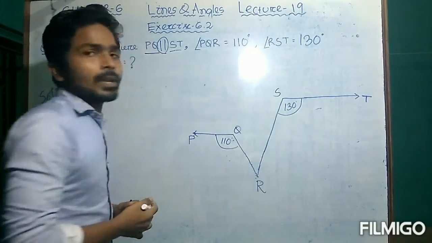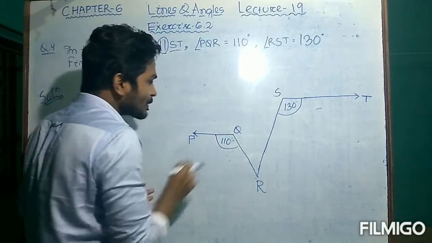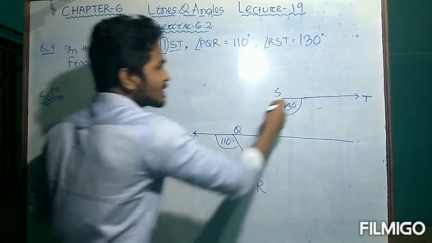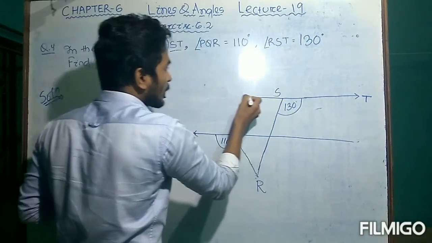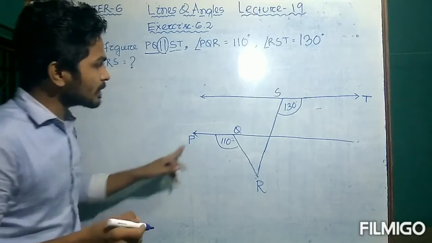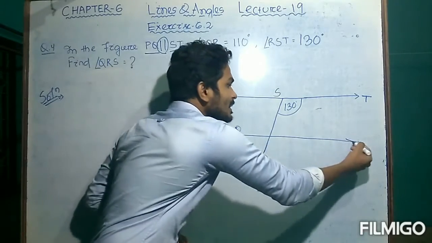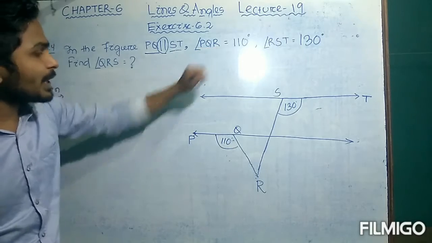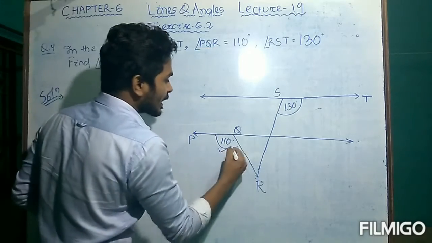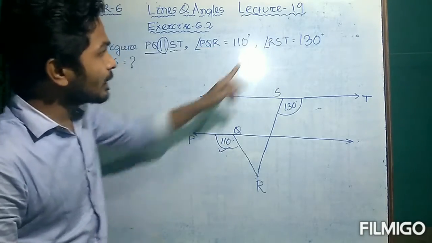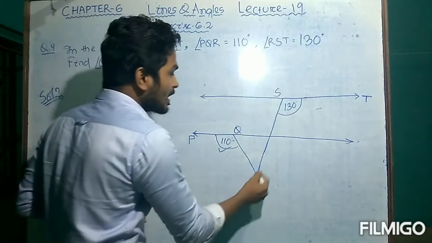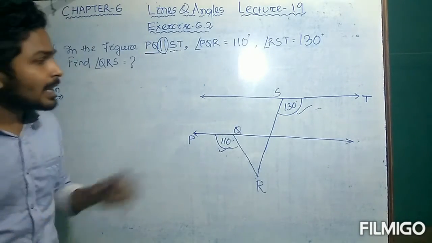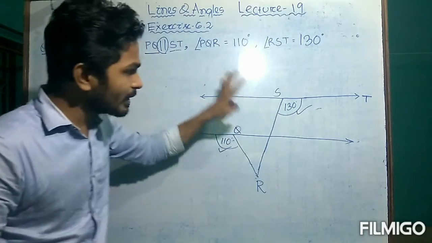This is ST. Since line PQ is very small, if you want, you can extend it in this direction. Similarly, line ST can be extended in this direction, no problem at all. Now according to the question, line PQ is parallel to line ST, right? Then the angle PQR, this angle, is 110 degrees, and the angle RST, this angle, is 130 degrees. Okay, so these are the basic data that has been given in this figure.